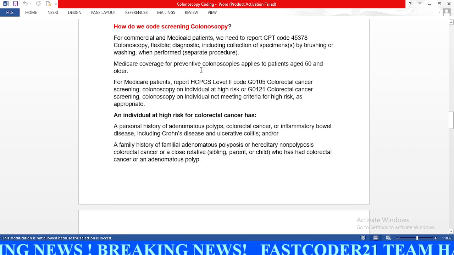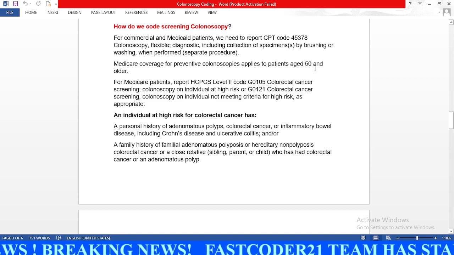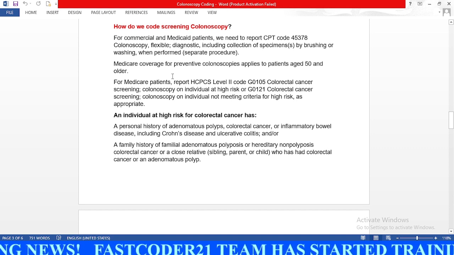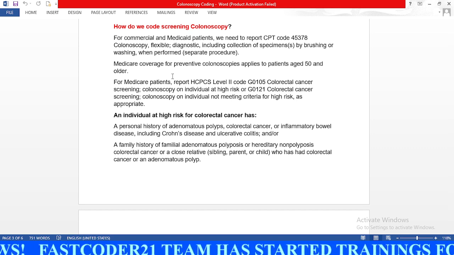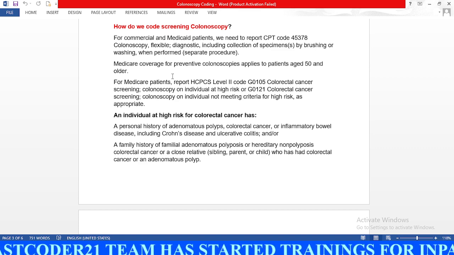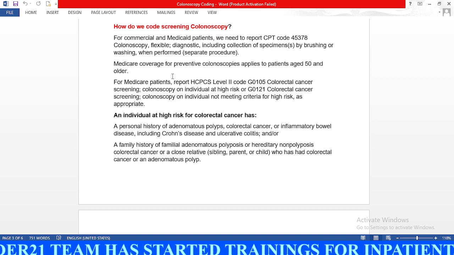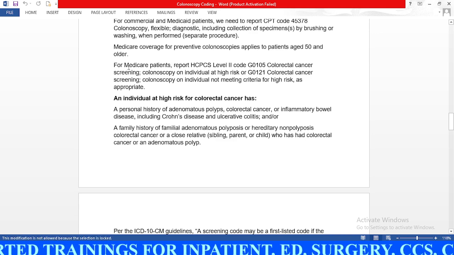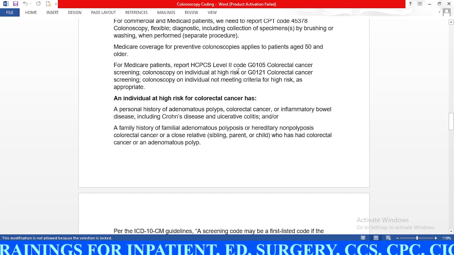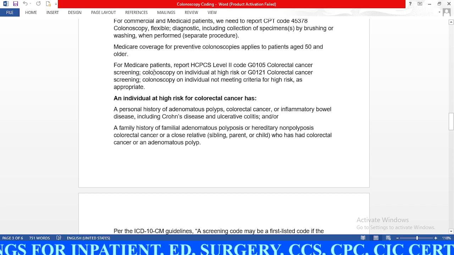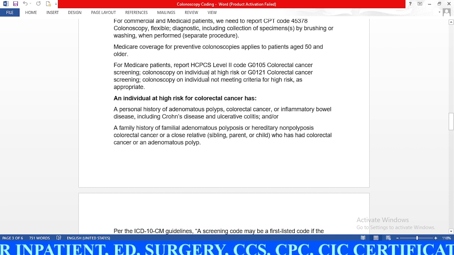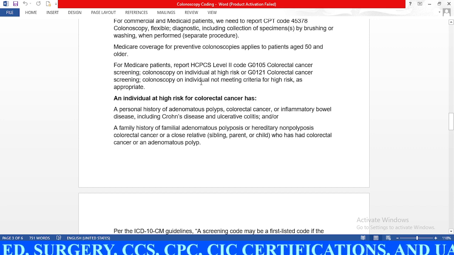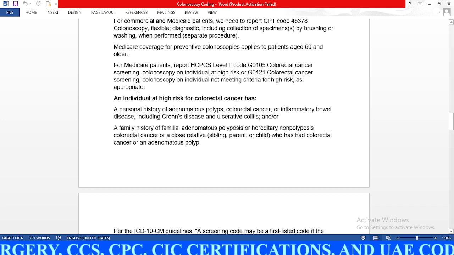Medicare coverage for preventive colonoscopies applies to patients aged 50 and older. So if the patient is above 50, Medicare will automatically cover the colonoscopy. So here the patient has no need to pay any money. Medicare will cover it. For Medicare patients, report HCPCS level 2 code G0105, colorectal cancer screening colonoscopy on individual at high risk, or G0121, colorectal cancer screening colonoscopy on individual not meeting criteria for high risk, as appropriate.